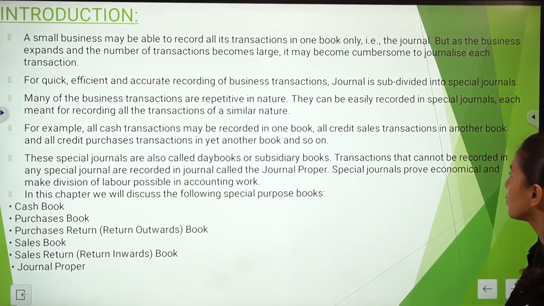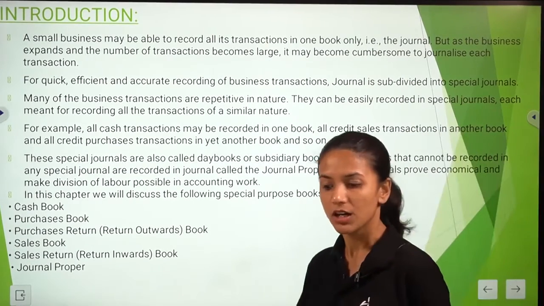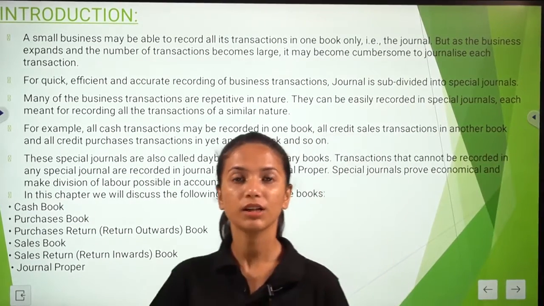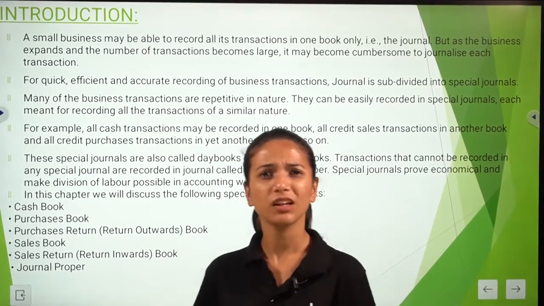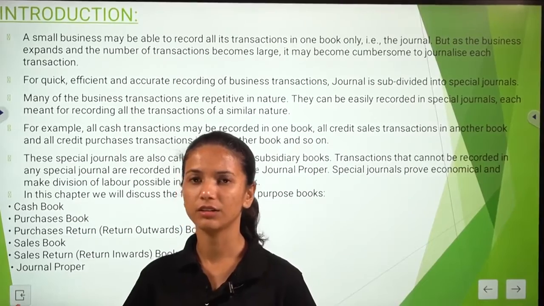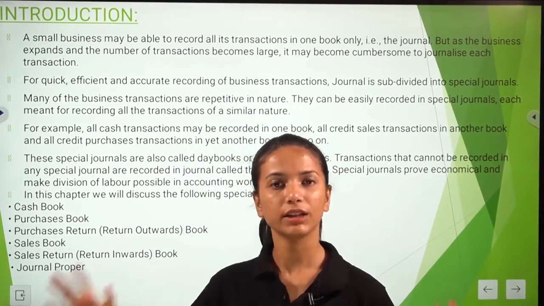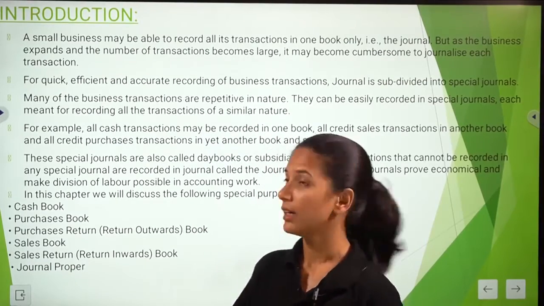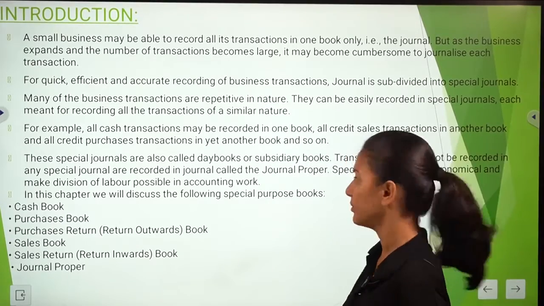Special journals prove economical and make division of labor possible in accounting work. Division of labor means all the work is divided among different groups of people. In this way, rather than giving the whole work to one person, if we divide it, it will take much less time, and the burden will also be less, so he can think more wisely.